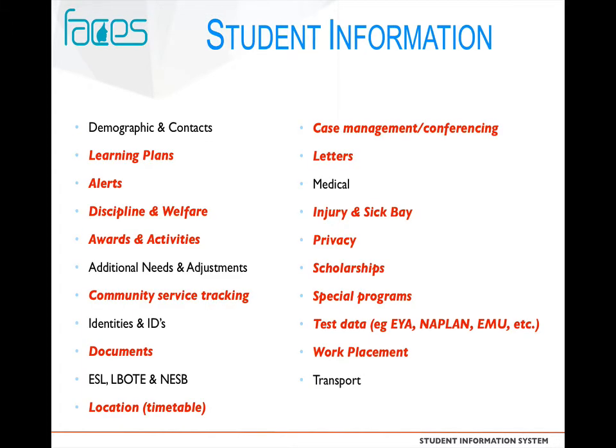Some of the data, this might be a bit hard to read on your screen, but all the ones that are in black are things that are currently in eSchool, so demographic and context, medical information, additional needs, identities, transport, ESL, whereas all the ones in red are the additional ones that are available in FACES, so learning plans, alerts, awards, activities, documents, scholarships, injuries, and much, much more.